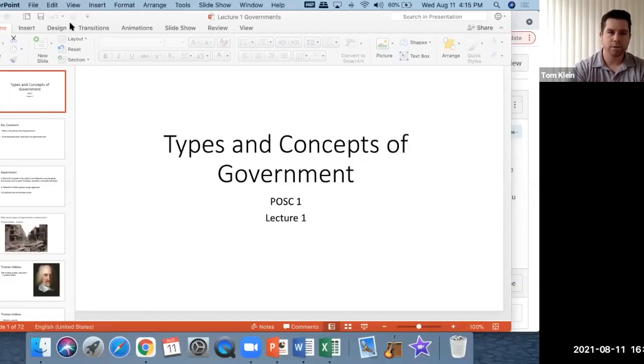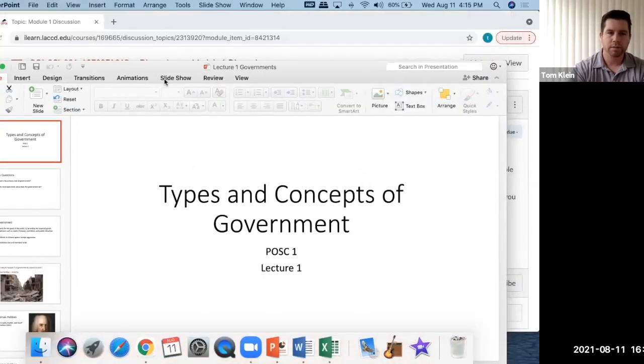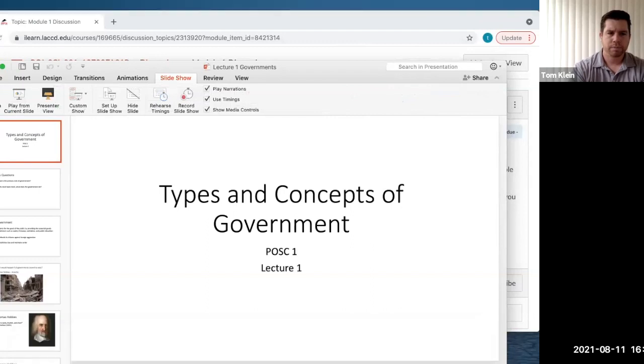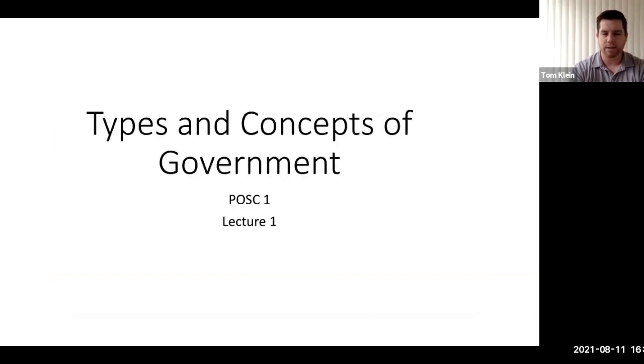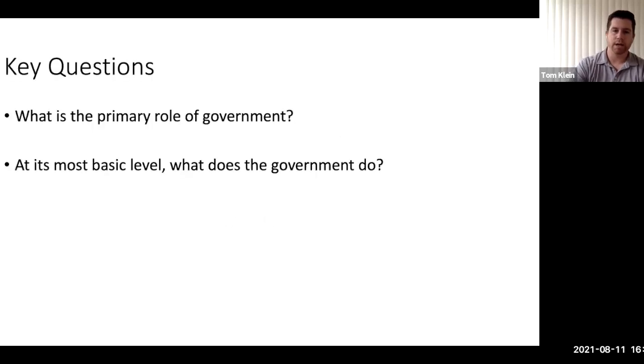So, starting with slide 1. Types and concepts of government. So we're really going to be talking about the theory and the definition of what government actually is and what government actually does. So as we're going over this today, let's try to answer these 2 questions. We will answer them pretty immediately. And those questions are, what is the primary role of government? And at its most basic level, what does government actually do?